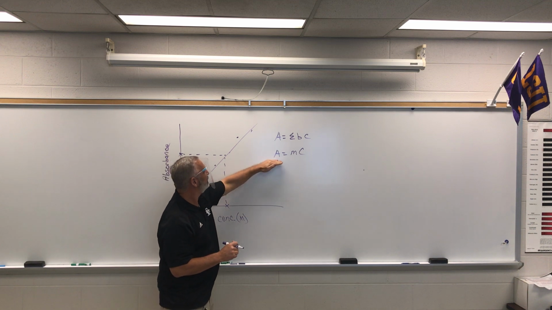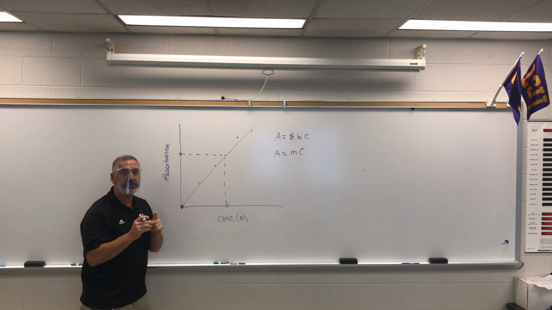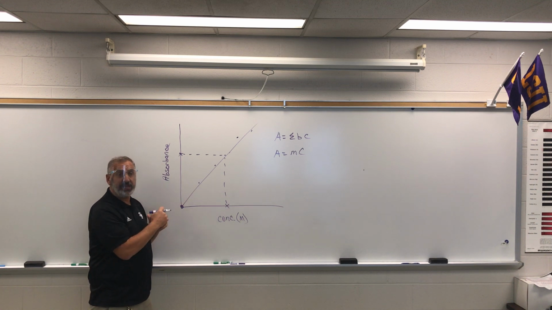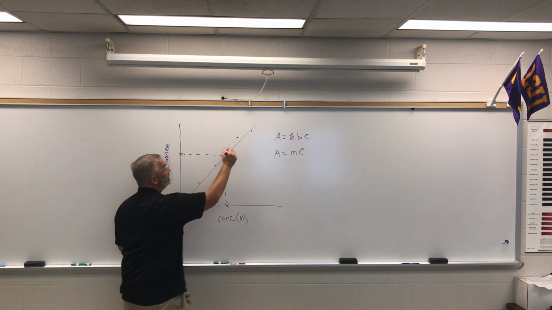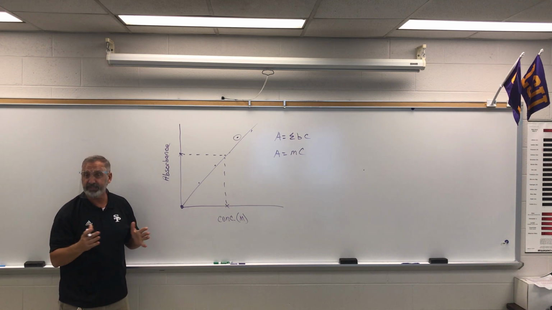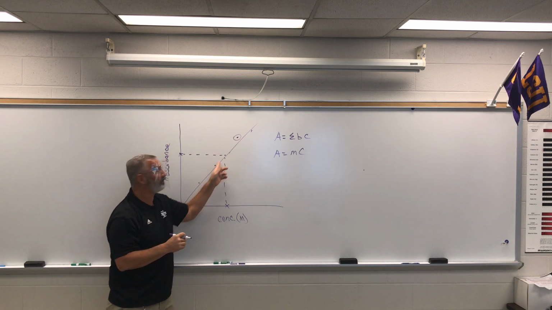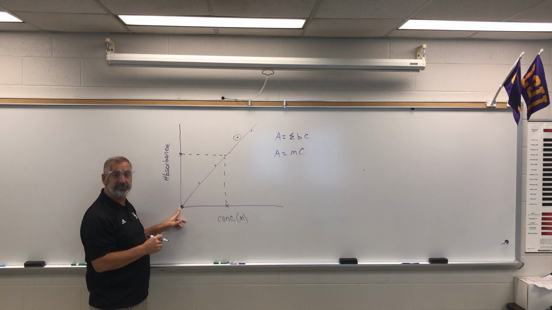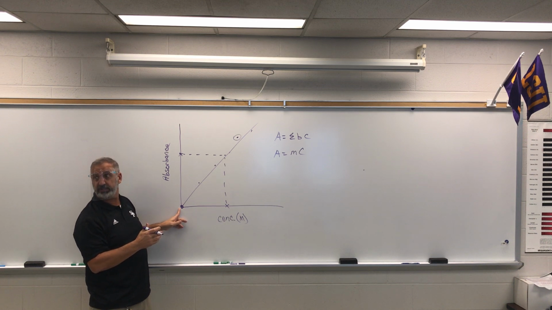Okay, so we calculate the slope. Now here's the thing about calculating slope: you need to pick 2 points on the line. Notice this point right here is not on the line. Don't use that one to calculate the slope of your line. It doesn't even have to be a data point. It can be any 2 points on the line. I always pick 0, 0 as one of them because it makes the math easier.